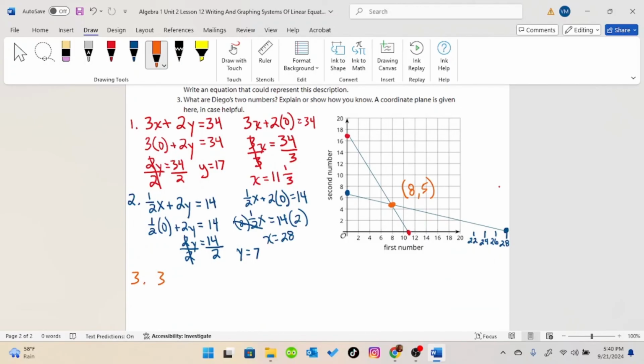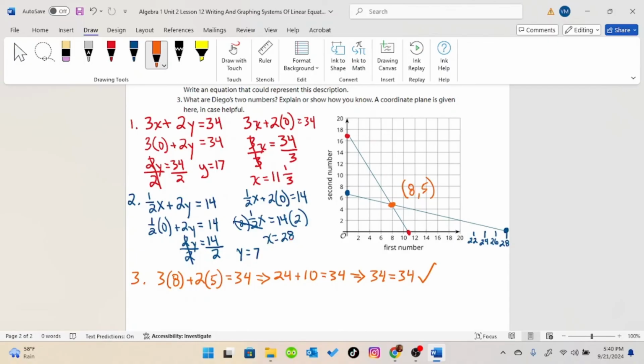So we would try 3 times 8 plus 2 times 5, and that should equal 34. 3 times 8 is 24. 2 times 5 is 10. 24 plus 10 is 34. 34 does equal 34, so that does make the first equation true.